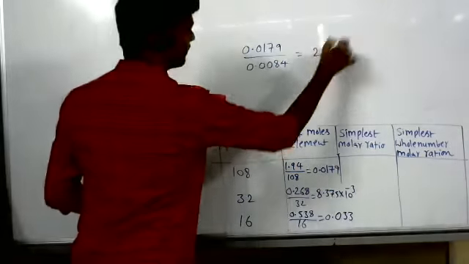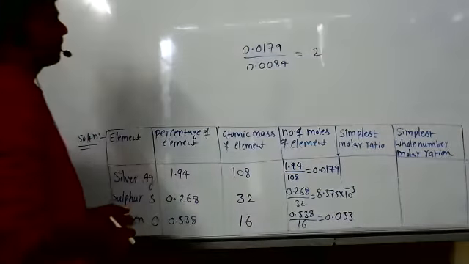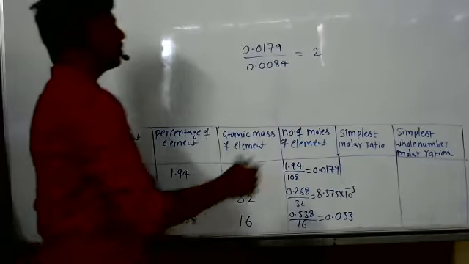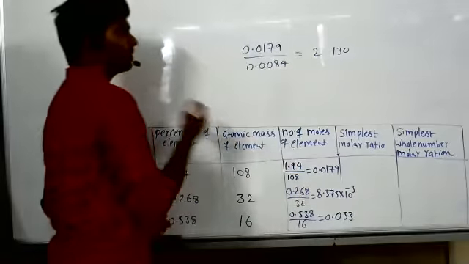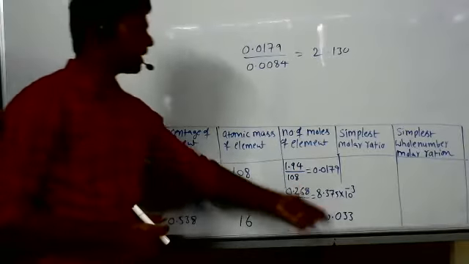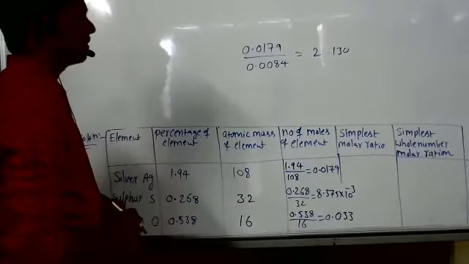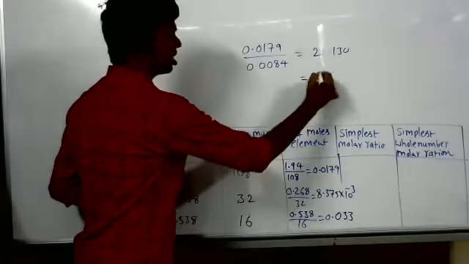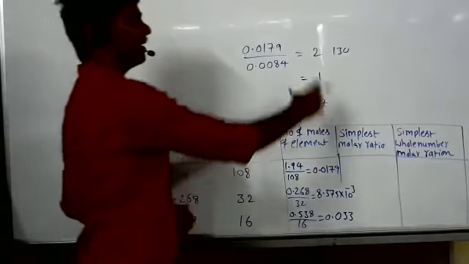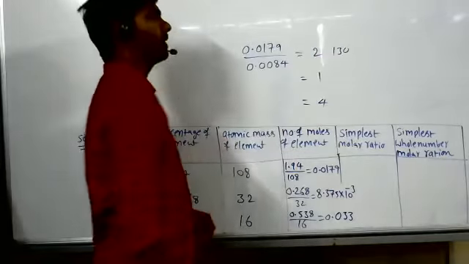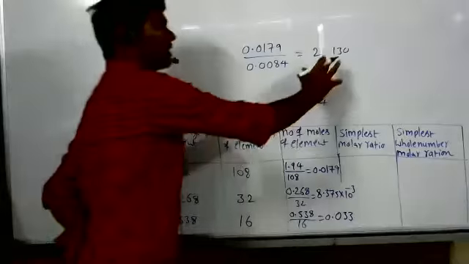Approximately 2. Okay. So it's actually 2.13. Can we take it as 2 only? That depends upon the other numbers. The next one is 1, and the next one is 4. Then you can neglect 2.13. No problem. You can neglect that. So approximately you take it as 2.